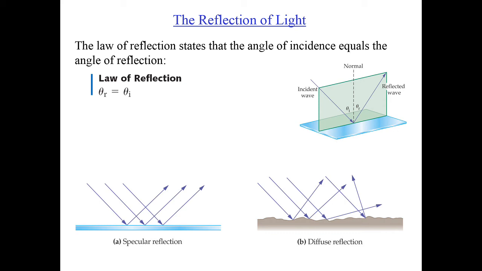So this is what we call specular reflection. In specular reflection, you have a flat surface and the light bounces off cleanly. The other kind of reflection is diffuse reflection. In diffuse reflection, the reflecting surface is rough and it's not flat. So while each of the individual rays of light follow the law of reflection, the angles are all different because the normal line is different. So it still follows that law, but since the normal line changes, you end up with no image, just a generalized sort of color of the surface that you see.